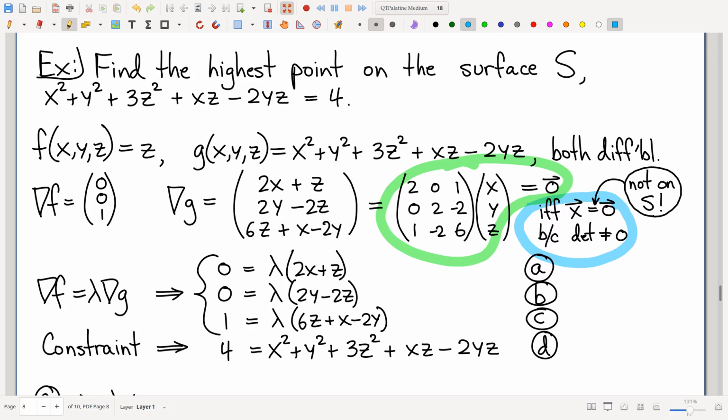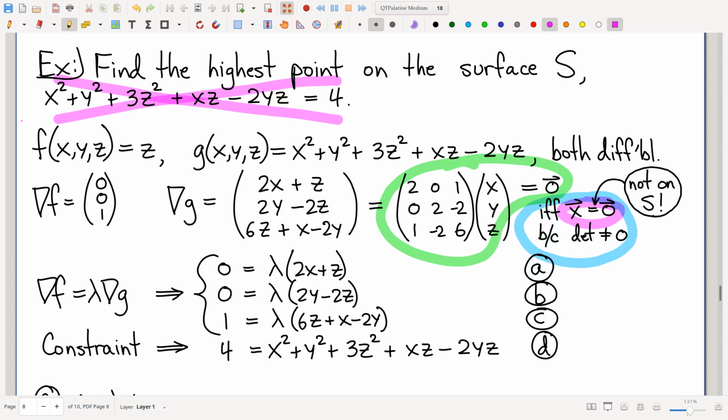That means the origin's the only solution, and it's tempting to call this a critical point, but it doesn't satisfy that equation, so it can't be a critical point. It was never a candidate in the first place. Right? Does that make sense?